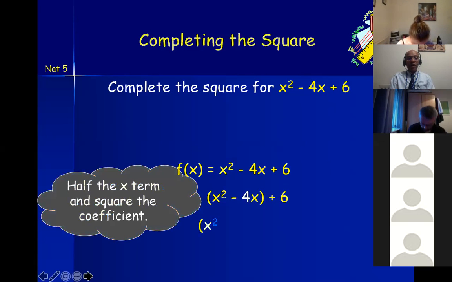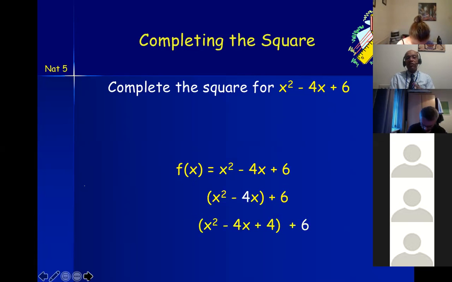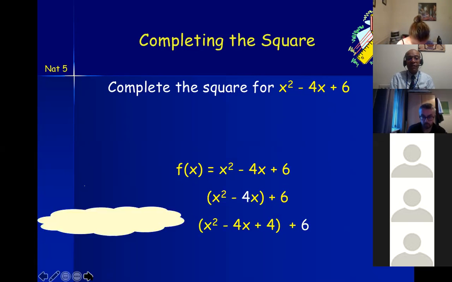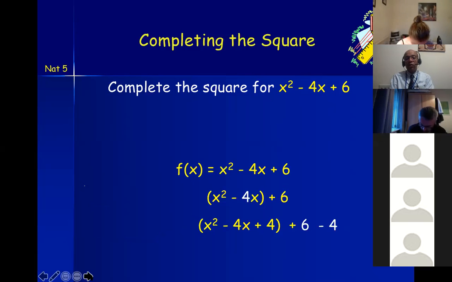So half the x term and square it. Because you square negative 2, it becomes plus 4. But then we need to compensate: because we've added 4, we need to take away 4. Okay? So that's how we do it.